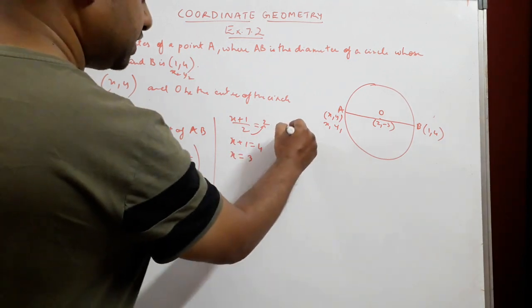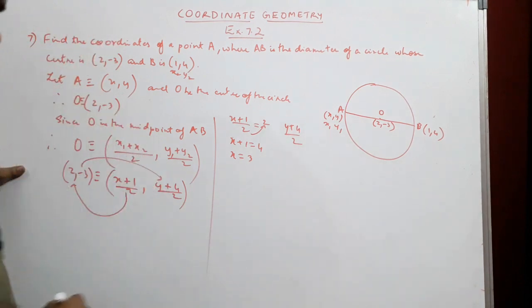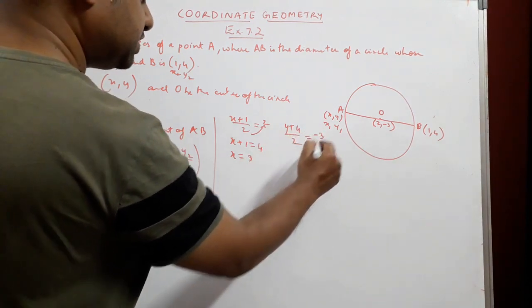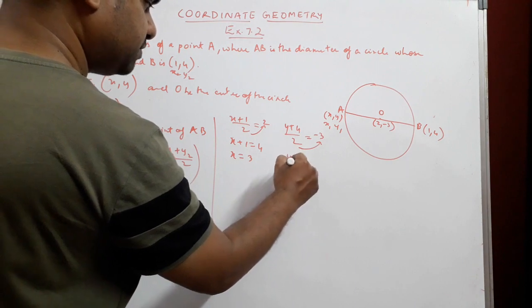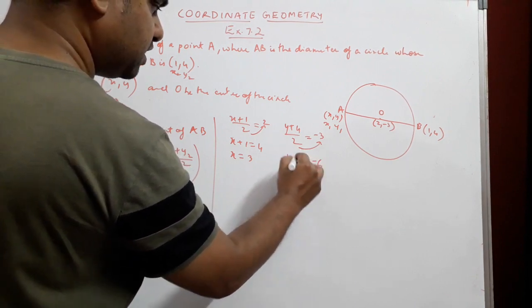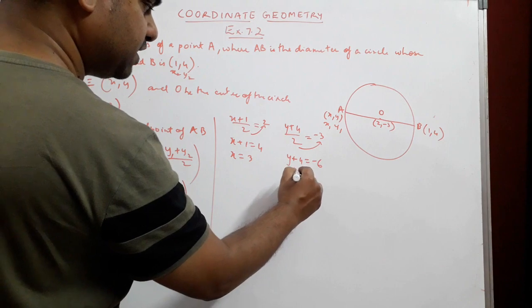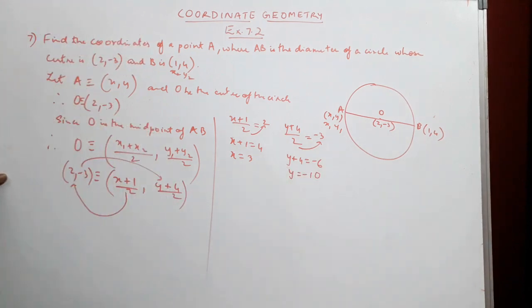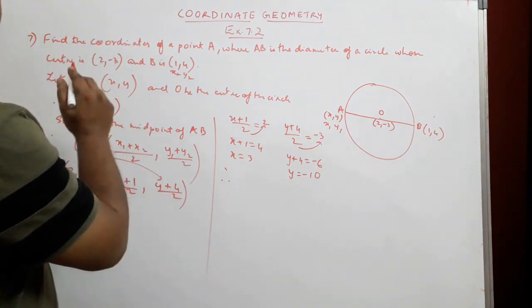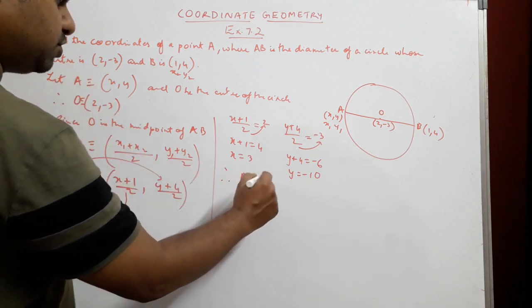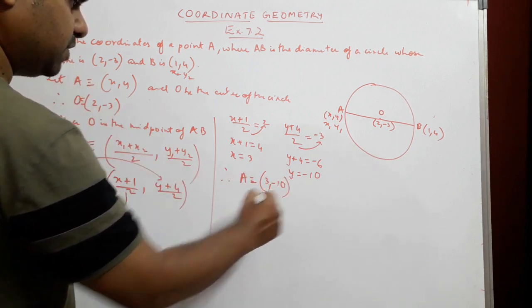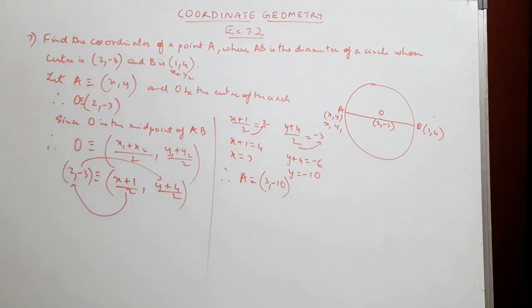Similarly, we take (y plus 4) upon 2 equal to minus 3. 2 multiplies with minus 3, we get minus 6. I'll take 4 on the other side, it will become negative, and we'll get y equal to negative 10. So you can say therefore A corresponds to (3, minus 10), and we are just asked to find the coordinates of A. Those are the coordinates of A, that is (3, minus 10). With this we complete solving 2 problems in this video.